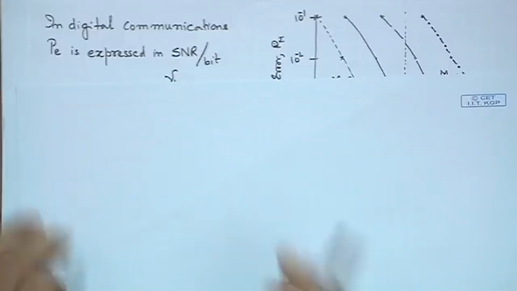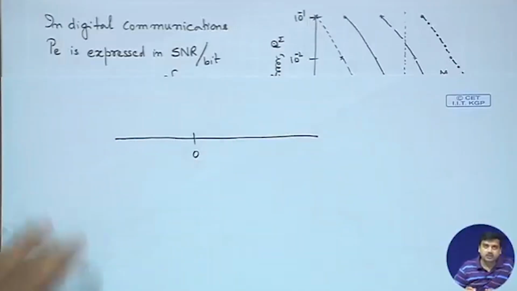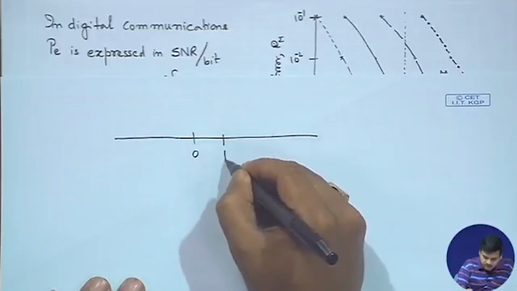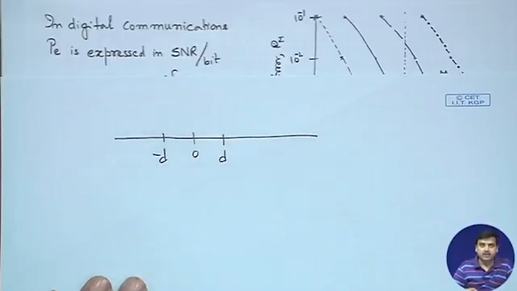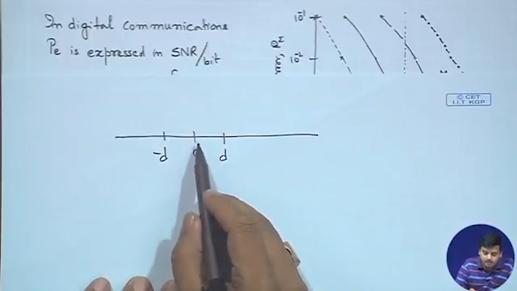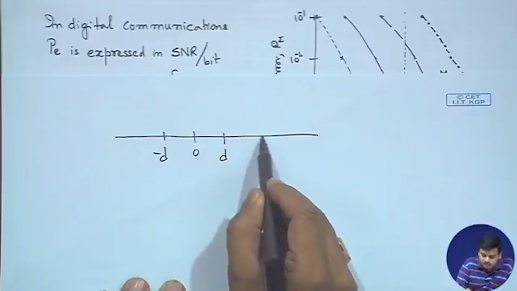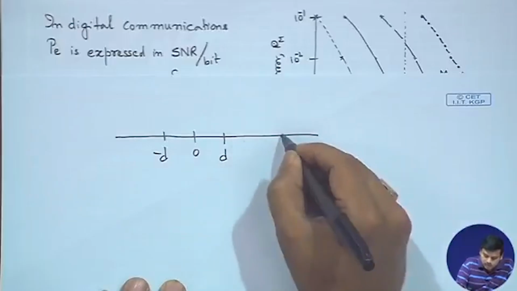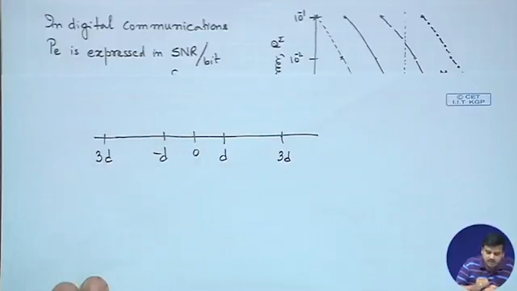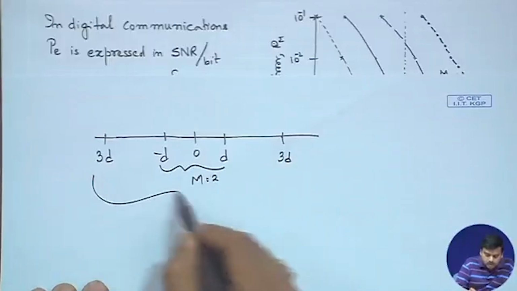So, if this is my signal space x axis, there is a 0, and you have the first situation where it is d and minus d, there is a certain probability of error. Now if I have to maintain the same probability of error, that means I have to maintain the same minimum distance, I have to increase the signal energy.